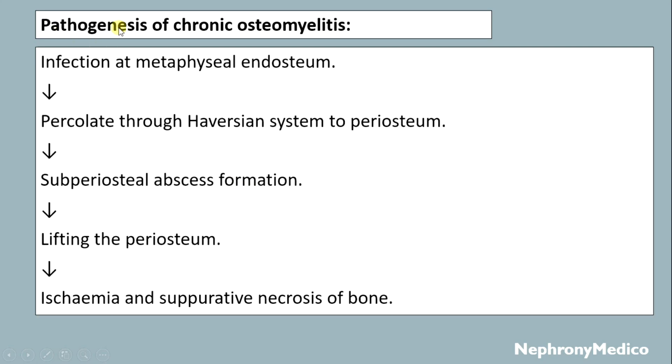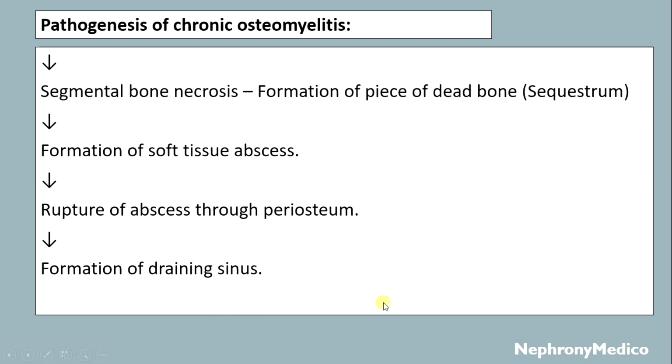Now, pathogenesis of chronic osteomyelitis: infection at the metaphyseal endosteum, which leads to percolation through the Haversian system to the periosteum, and there is subperiosteal abscess formation. There is lifting of the periosteum and ischemia and suppurative necrosis of bone. And there is segmental bone necrosis with formation of a piece of dead bone known as sequestrum, formation of soft tissue abscess, rupture of abscess through the periosteum, and formation of a draining sinus.